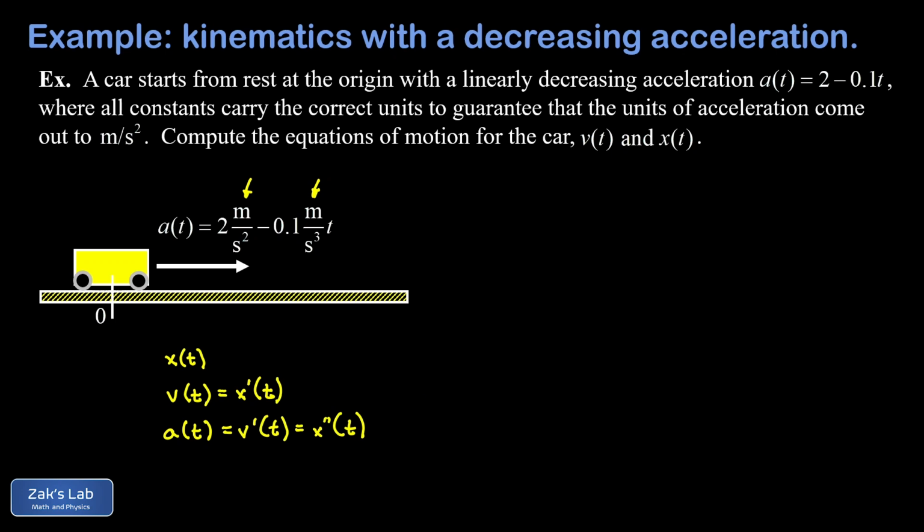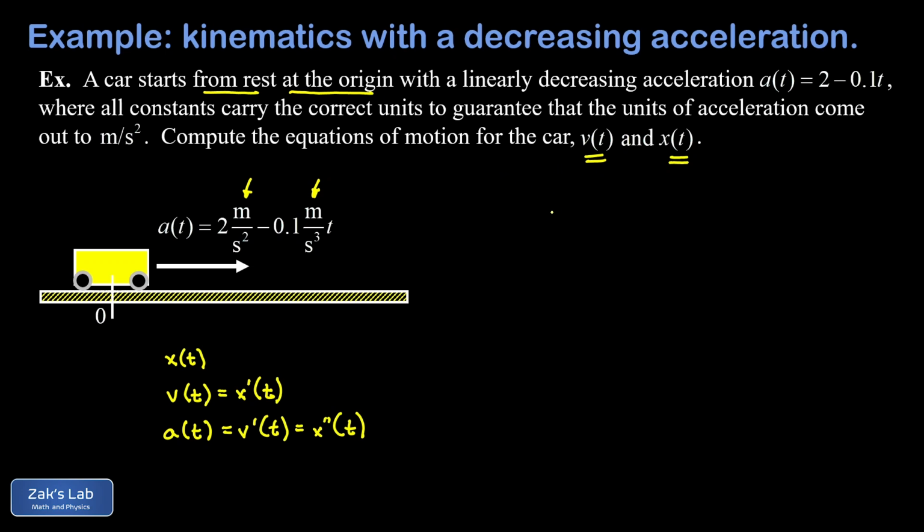And then what we're asked to do in this problem is actually find the equations of motion for the car. That's velocity as a function of time, and then position as a function of time. And we need to make a note of the initial conditions here. This car starts from rest at the origin. So the initial velocity is 0 and the initial position is 0. So to get these equations of motion, what we're doing is completely analogous to the derivation of our 1D constant acceleration kinematics equations. It's just now we have a non-constant acceleration.